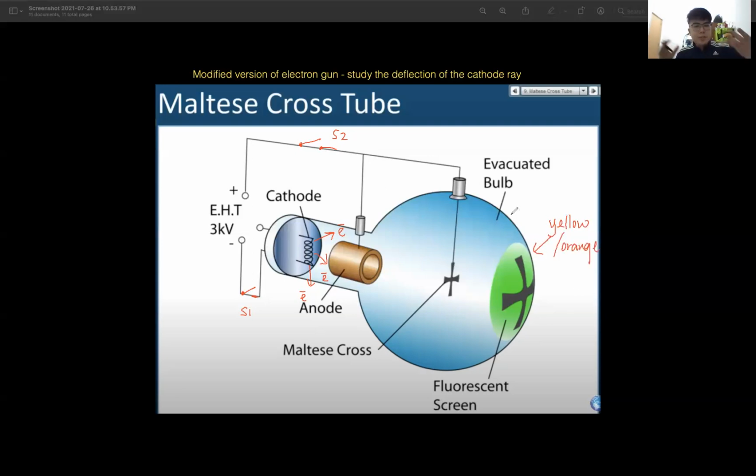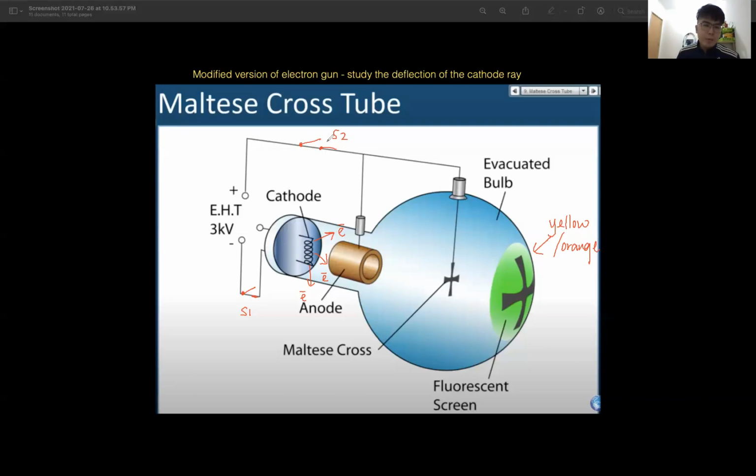This is just light emitted from the filament. When you heat the filament, it gives out light also, just like a filament bulb. So there is light coming out, not only the electrons. The light shoots onto the screen and forms a yellow-orange color. So when the question asks what the yellow-orange is, it is actually light, not the cathode ray. Cathode ray is green color.